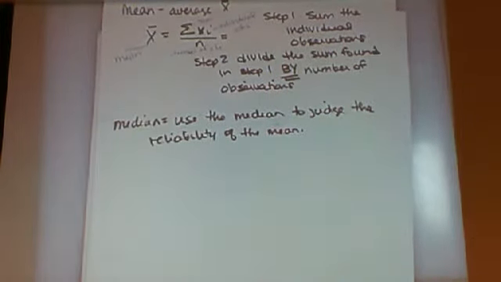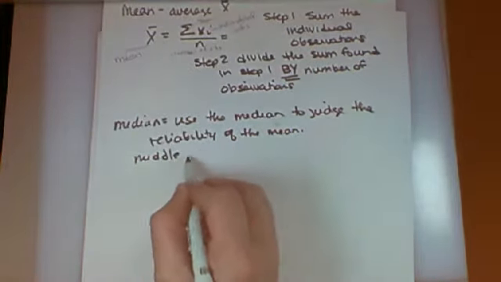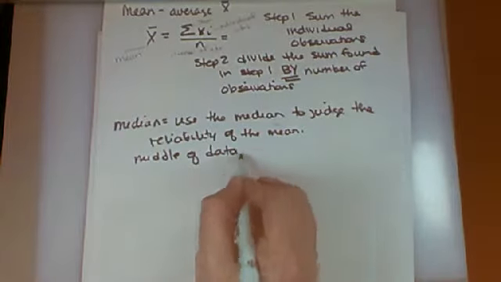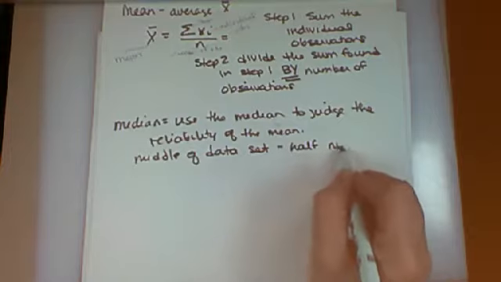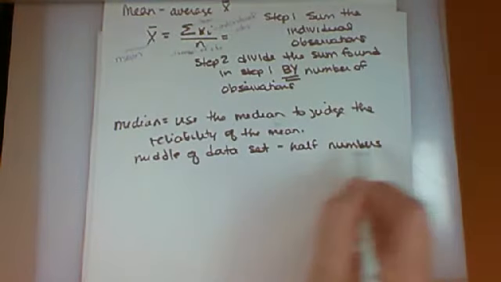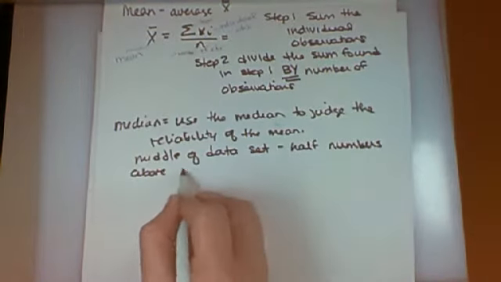We had a mean of 244.5. We didn't have a 244.5. So it may not be an actual number in the data set, but it will be in the middle of the data set. Half the numbers will be above it, half the numbers will be below it. So: middle number, middle of data set, half the numbers above, and half below.